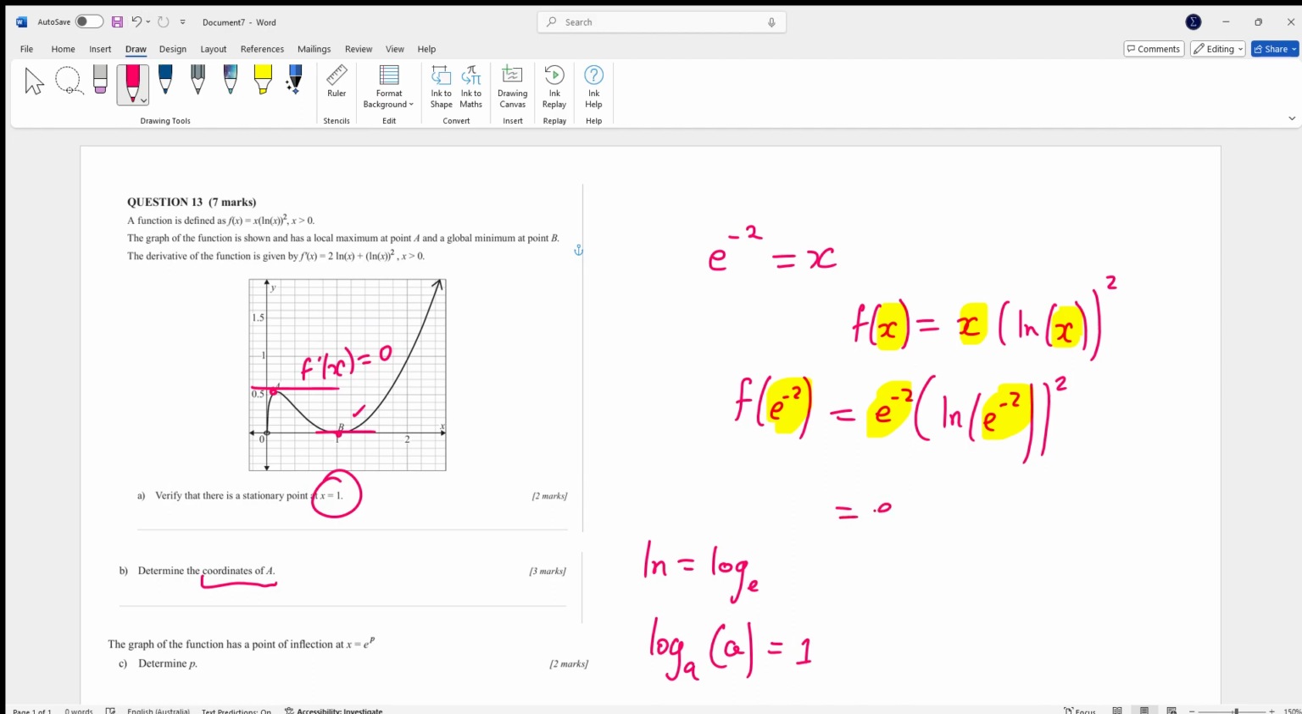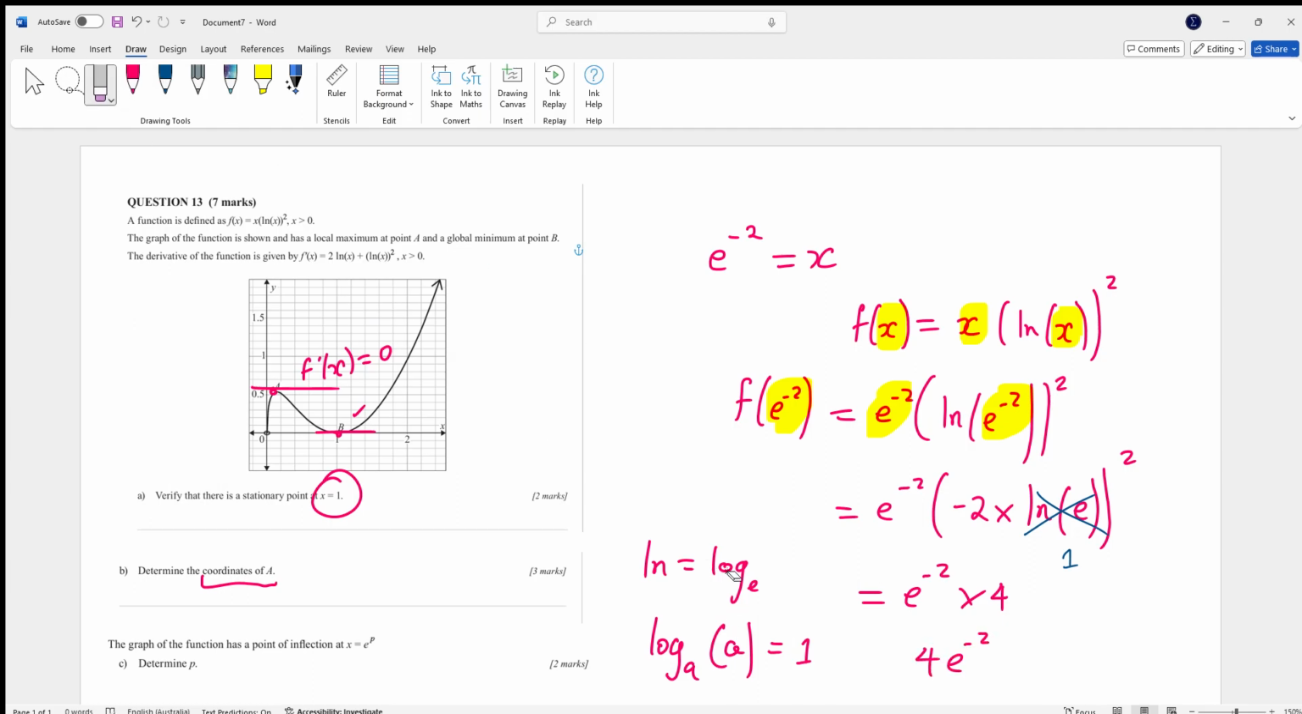So we'll write it as this, negative 2 times by ln of e all squared. We can recognize that cancels to 1. So we have negative 2 times 1. And then if we square that, that will give us positive 4. So what you're left with is e to the negative 2 times by 4. Therefore, you're left with 4e to the negative 2.